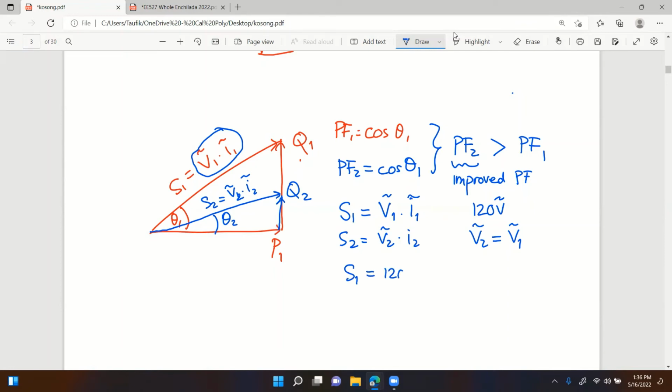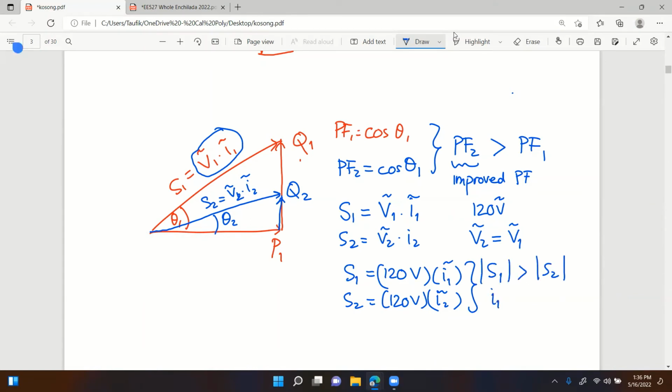So therefore, S1 is equal to 120 volts RMS times I1 RMS. S2, the same voltage, 120 volts times I2. Which one is bigger, S1 or S2? You can see clearly the hypotenuse of S1 is longer than S2. Since S1 is larger than S2, that means I1 is larger than I2.